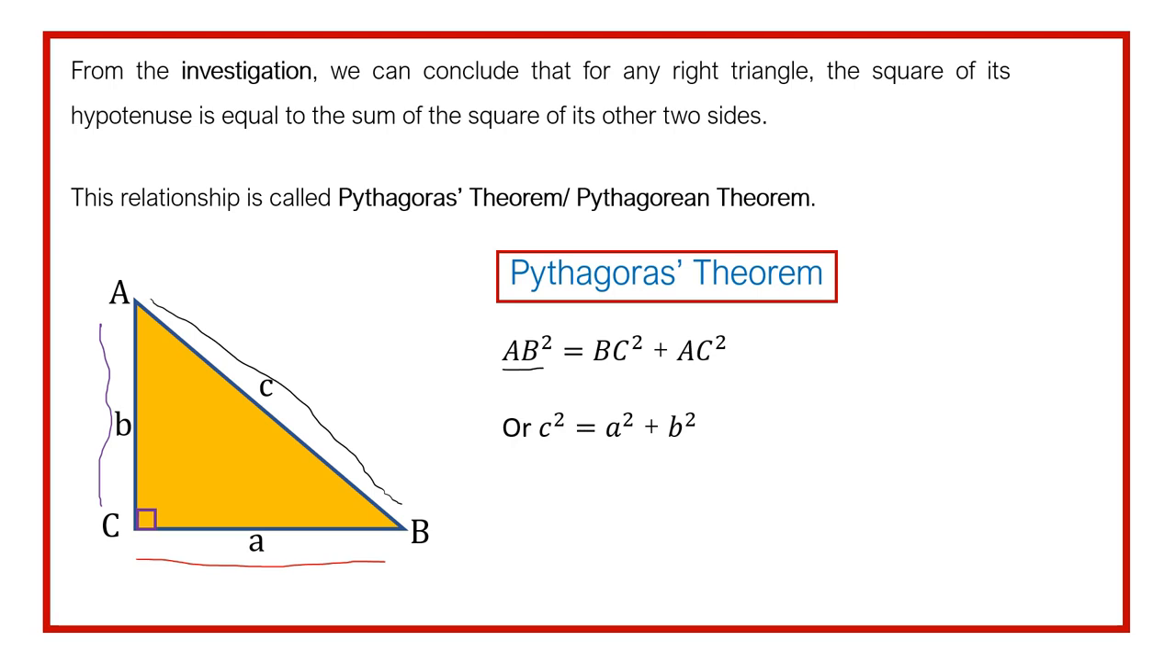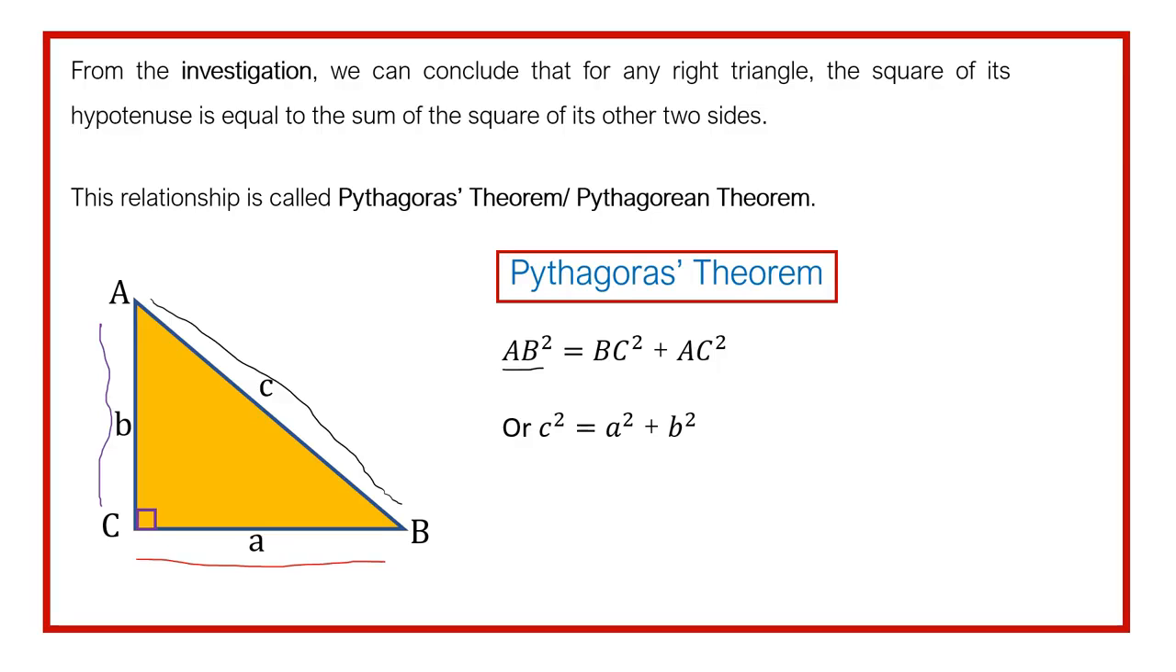Now, the Pythagoras' theorem is very, very important in real life. We can use it to find the missing side of a right triangle. But students, I want you to be careful here. Of course, we have many types of triangles, but you have to understand that the Pythagoras' theorem only works on right triangles only. We cannot use it on other types of triangles.